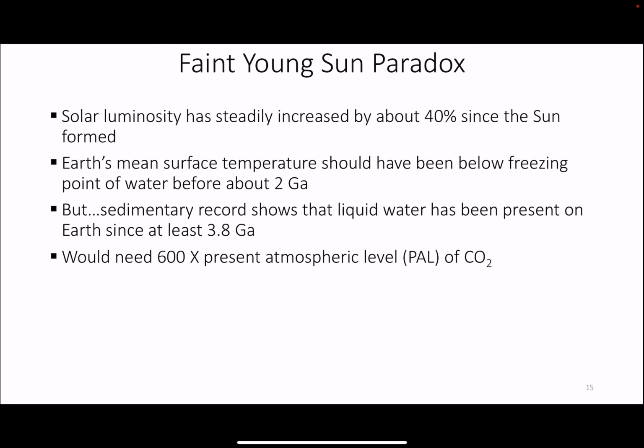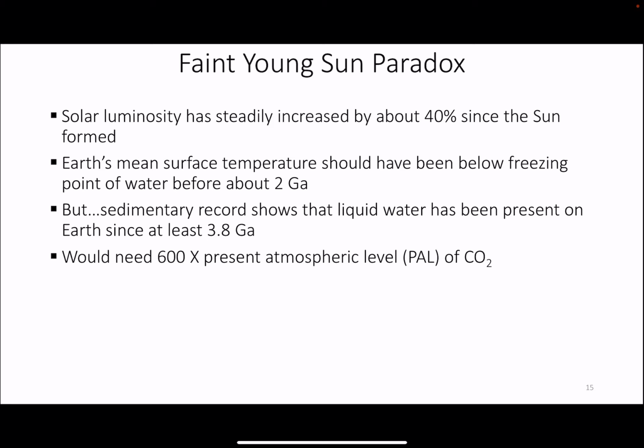Okay, the next thing that's really interesting in thinking of the evolution of the atmosphere on Earth is what's known as the faint young sun paradox. Some of you may have watched the video. If not, it's a pretty cool little one. And it's something that's always piqued my curiosity. But essentially, the luminosity, or the strength, of the sun has increased by about 40% since the sun formed. And it will continue to do so until it vaporizes everything in the future.